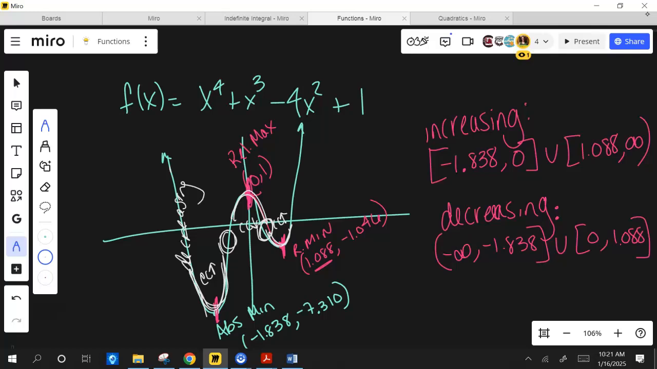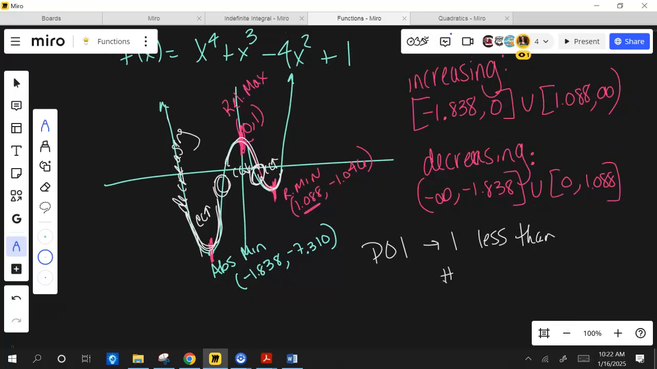I will tell you your points of inflection. Your points of inflection will always be 1 less than the number of maxes and mins that you have.